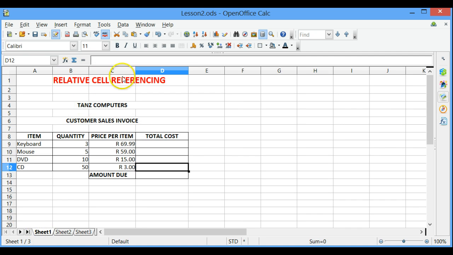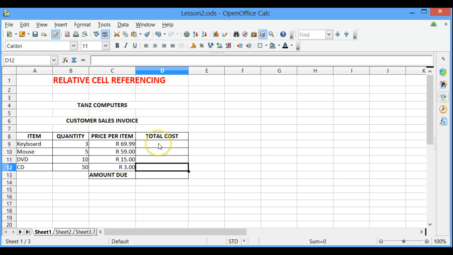Firstly, relative cell referencing. When a formula or a function contains cell referencing such as B3 or C3, the cell references are relative to the cells where the formula or the function is typed. When copying a formula or a function from one cell to another, the formula or function moves one or more cells relative to the original cell. The use of relative referencing means that the formula or function automatically adjusts itself when copied.